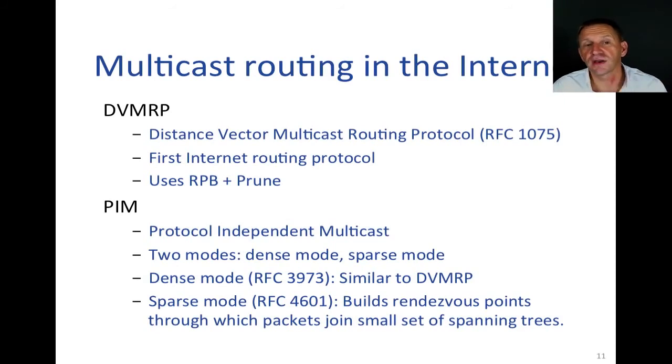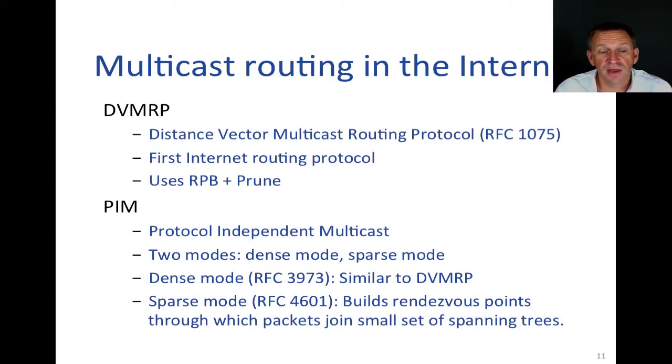An alternative way is called Sparse Mode PIM, in which a relatively small number of the routers are expected to be involved in the multicast, and therefore it would be very inefficient to do the RPB plus prune because there would be way too many prune messages in the network. And in this case, it explicitly builds rendezvous points through which the packets that are sent will join a small set of spanning trees from the rendezvous points to all of the destinations of a group. And so a lot of work went into how you pick these rendezvous points. It's a fairly subtle problem in its own right.